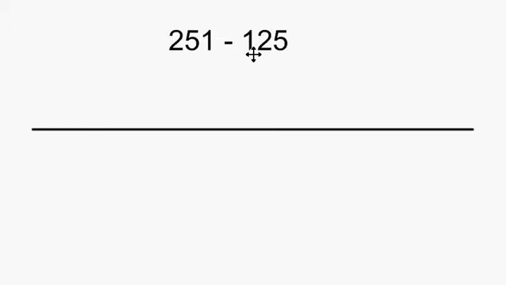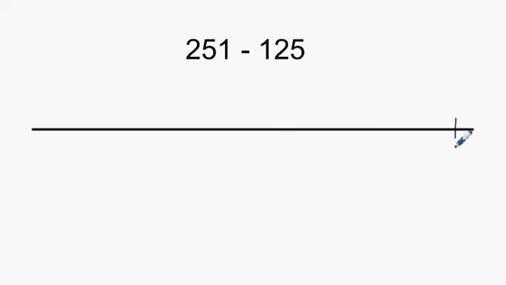Let's do 251 taking away 125. Okay, so if we focus on this problem, there's just a few things we need to look at. Really what we're trying to figure out is the difference between this number and this number. So if we subtracted this much from this one, where would we end up? What would it equal if we went back this far on the number line?